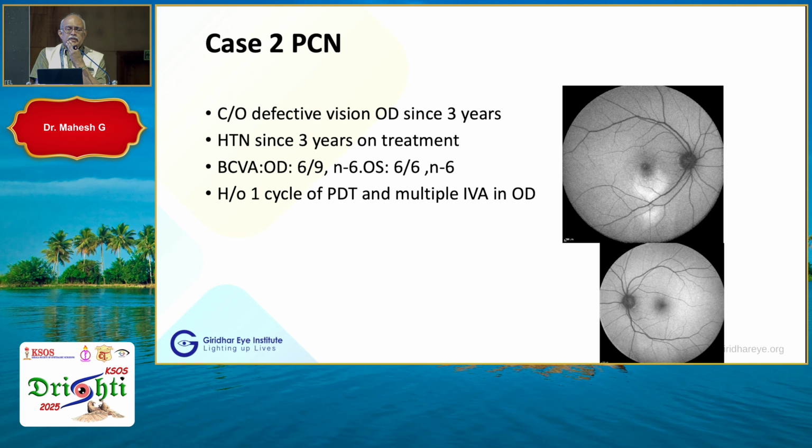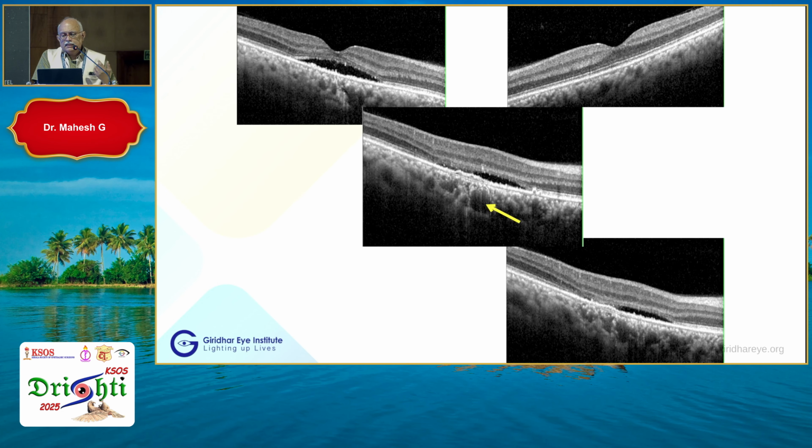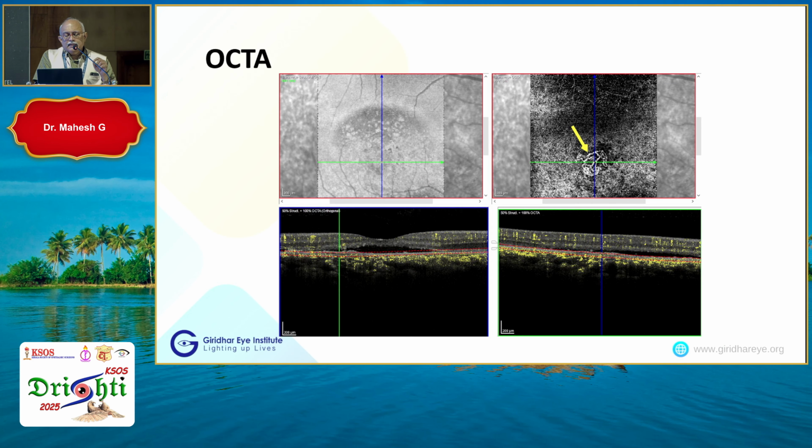PCN, or pachychoroid neovasculopathy, is a condition between pachychoroid pigment epitheliopathy and PCV, polypoidal choroidal vasculopathy. So sometimes it may look like a CSR. This is a case where it only looks like a CSR, but there is a large vessel there, the arrow is there. At that area you can see a clear network of vessels. So there is an underlying pachychoroid neovasculopathy, which is somewhere between the PCV and CSR.